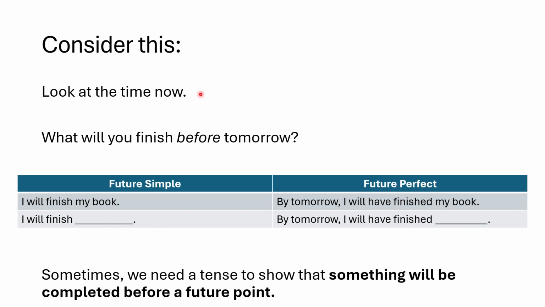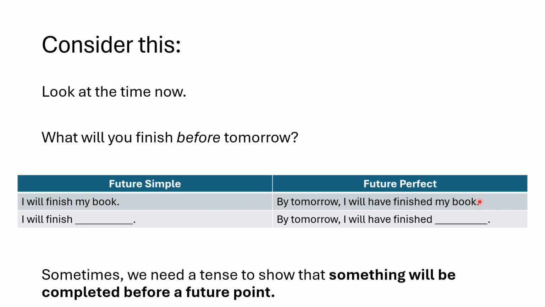Look at the time now. What will you finish before tomorrow? Choose an action. Here is an example. In the future simple tense, I will finish my book. Is the book finished now? No. In the future perfect tense, by tomorrow I will have finished my book.